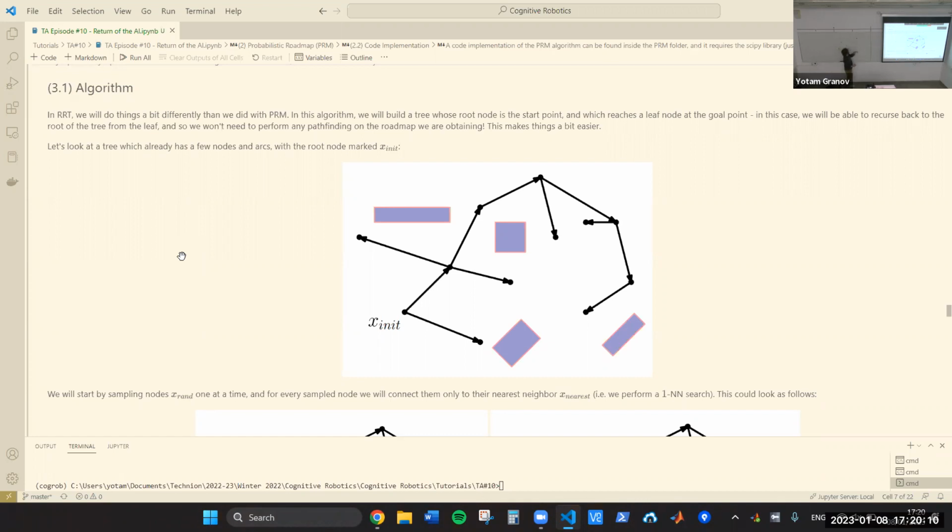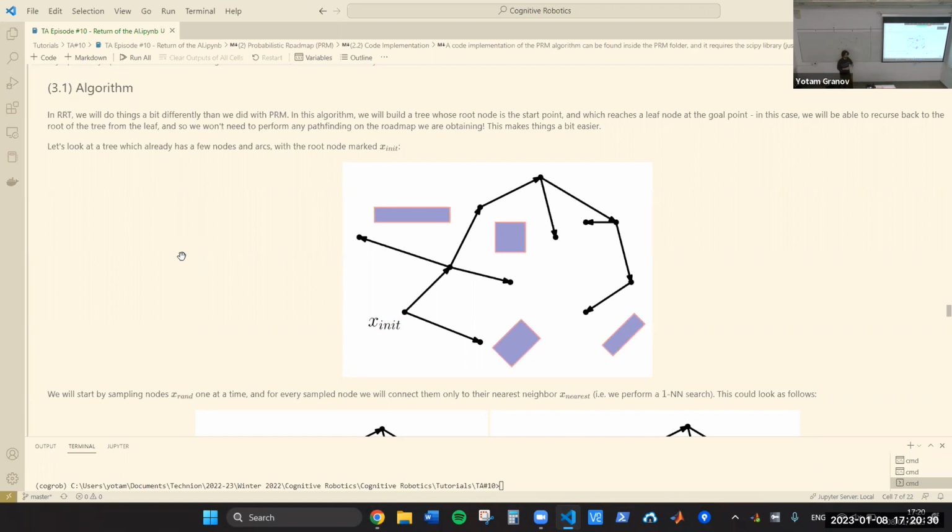And if there's a collision-free path to the goal node, I can add it to the tree, and voila, I've created my tree. And of course, the root node is the start node, so I have no problems with my start node. I can just use recursion from here, look at the parents, all the way back to the start node. And no problems there.